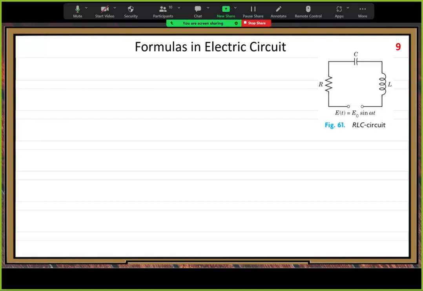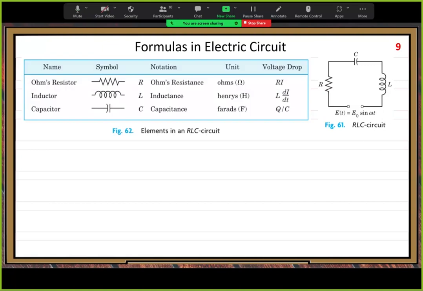Then there are 3 components: R component, L component, and C component. We didn't do the C component before, right? So this time we need to first get the formulas for C, the capacitor. These are the 2 basic types of components. Then we can solve all questions of this type. Then look at here.